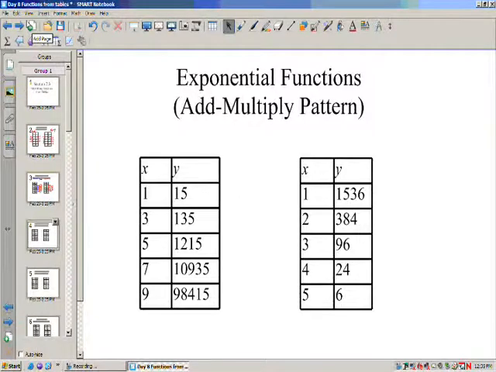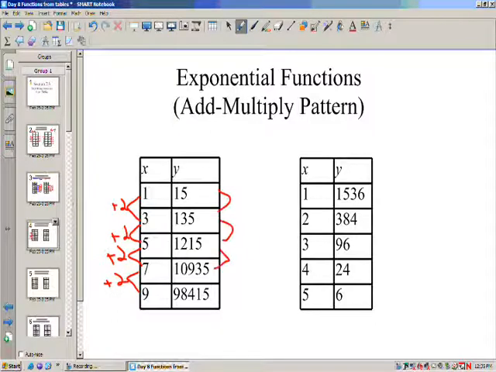Now, exponentials follow an add-multiply situation, where here if I add 2, add 2, add 2, and so on, really what I'm doing over here is multiplying by some number. So 135 divided by 15 is 9. So I'm multiplying by 9. And over here, if I add by 2 again, I need to multiply by 9, multiply by 9, multiply by 9. So we're adding in the x column and multiplying in the y column.